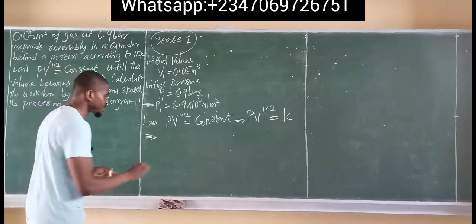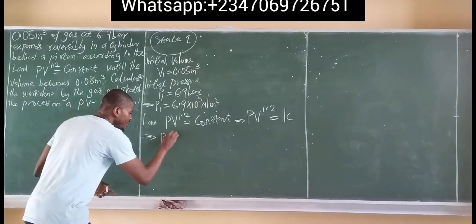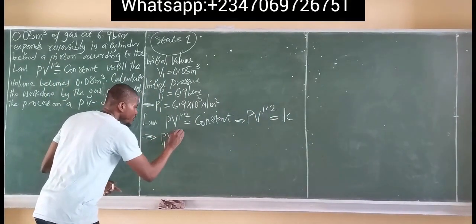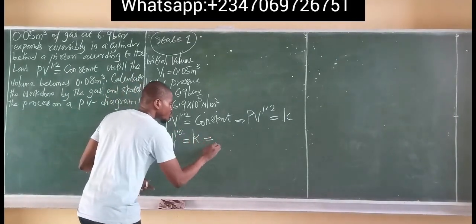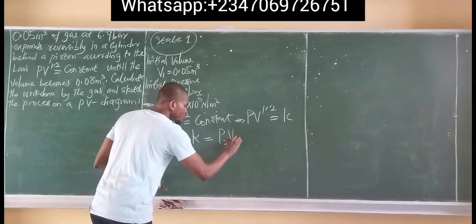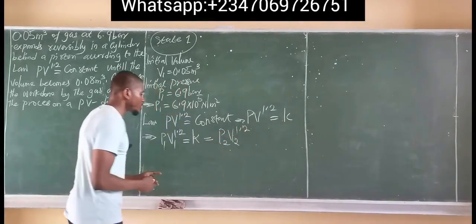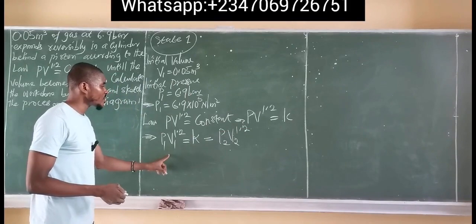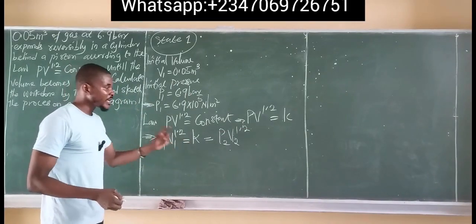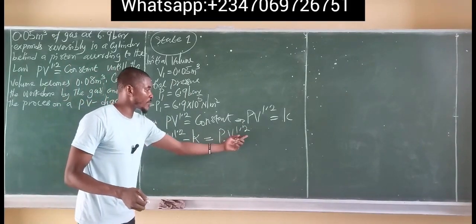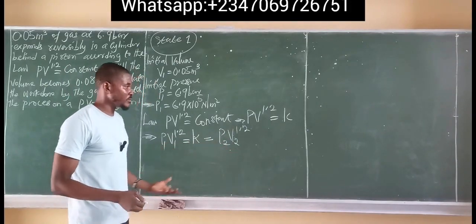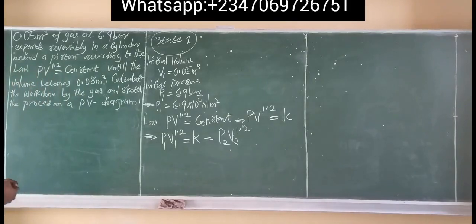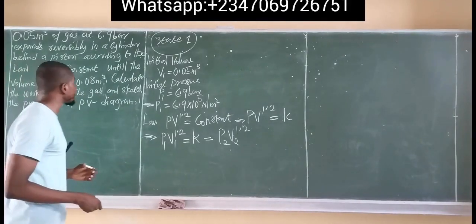Now, what this means is that the initial pressure and the initial volume, P1 V1 to the power of 1.2, is equal to a constant, and this is also equal to P2 V2 to the power of 1.2. So this simply means that P1 V1 to the power of 1.2 is constant. It also means that P2 V2 to the power of 1.2 is also constant. So this is basically what the law is simply saying, until the volume becomes 0.08 meter cube.